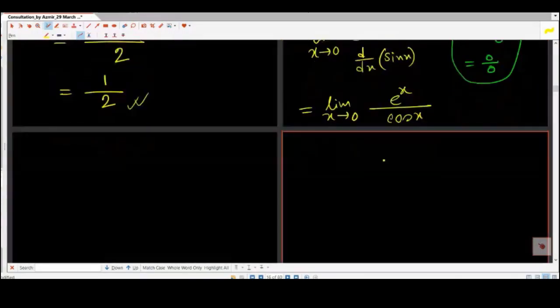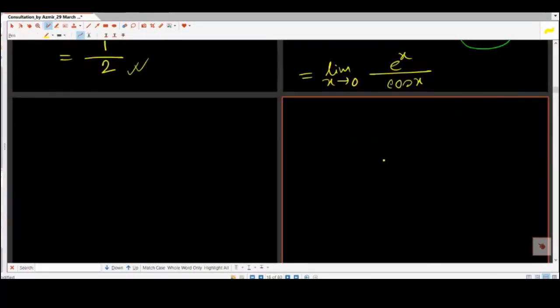So now we have to check again whether it is of 0 over 0 type or infinity over infinity type or not. So let's do a rough check. Here we have x and x. So e to the 0 over cosine 0. That means e to the 0 is 1, cosine 0 is 1. It is not 0 over 0. We are getting a finite value. So that means this is our final result.